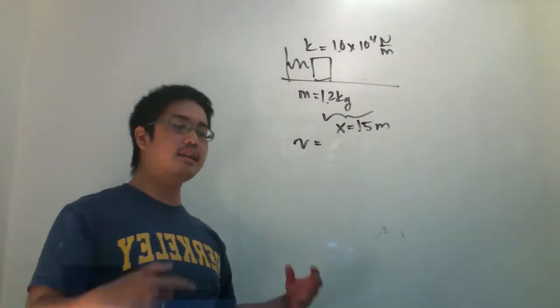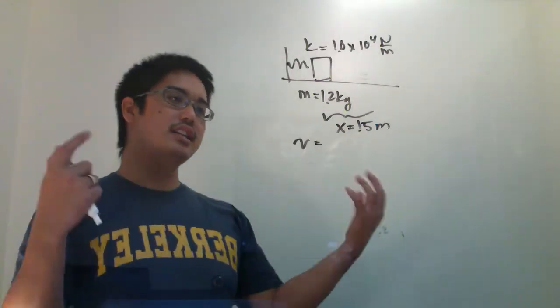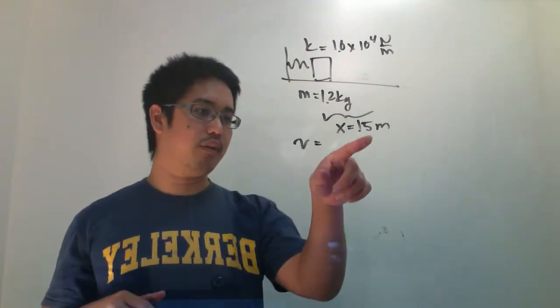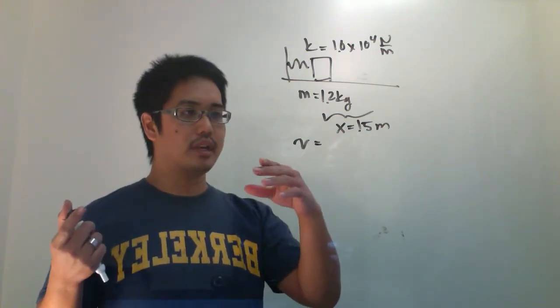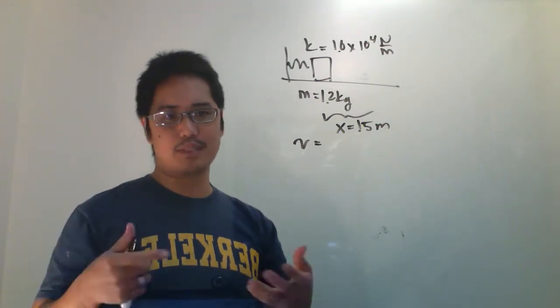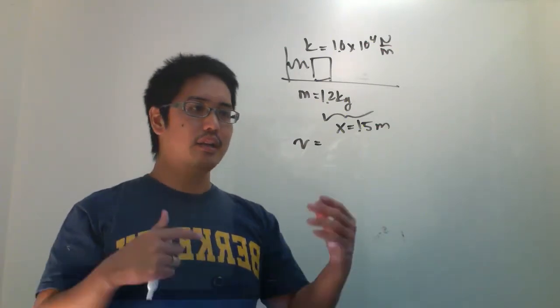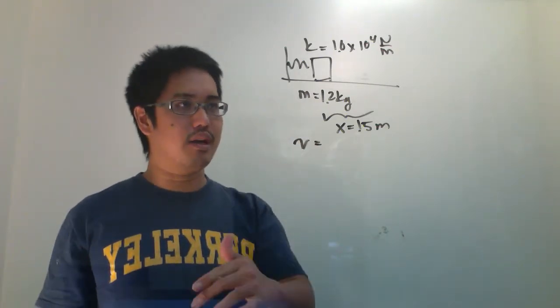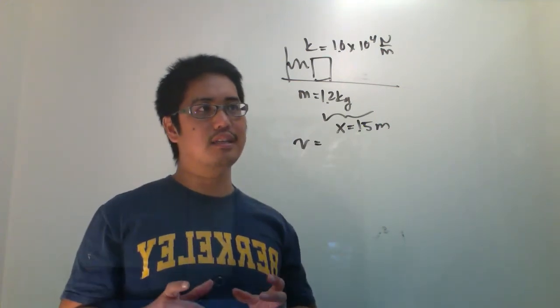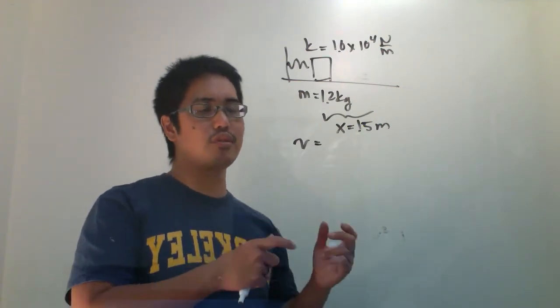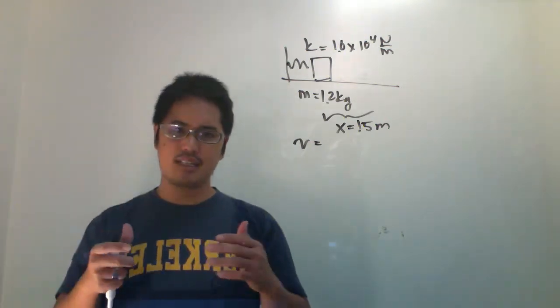So here's what we got. We're taking a block and we push it in. It's attached to a spring and we're pushing it in at 0.15 meters. The block weighs, or has a mass, I can't say weighs because weight is a force and mass is different from that. The block has a mass of 1.2 kilograms and the spring constant is 1.0 times 10 to the 4th newton per meter. Do you understand this idea of the spring constant?